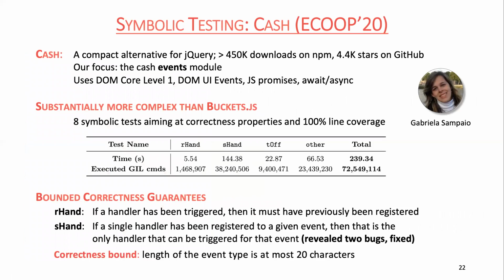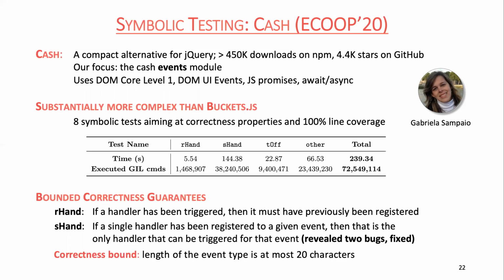We've also extended the work. This is actually in work that's parallel to GILLIAN in Javert, but we can easily port it over. We're doing this at the moment, which is we can extend the work with an events module and start looking at events such as DOM UI events, JavaScript promises, JavaScript async await. And in ECOOP this year, we've published some work doing this events module for Javert, and looking at the cache library, which is a tiny alternative to jQuery used a lot. And in particular, we did find bugs, etc.